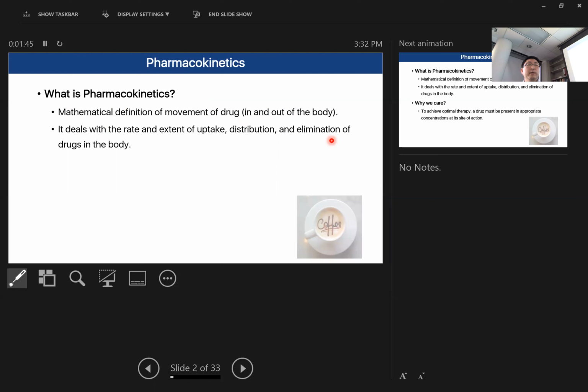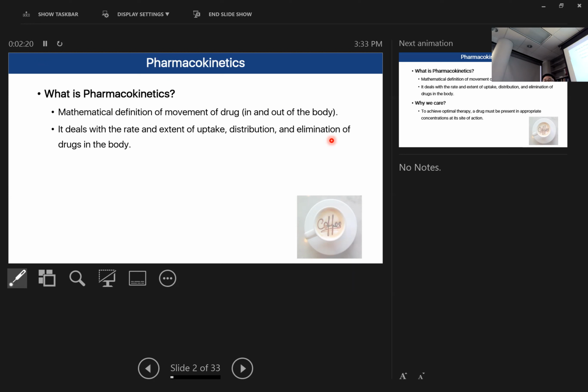Okay, so why do we want to study PK, right? This is always the example I want to give. It's basically a mathematical definition of movement of drug going inside and out of the body. The most important thing is, if you want to achieve pharmacology and you don't have drug in your body, nothing can happen, right? And the simple example is coffee. We drink coffee every day. I know maybe some of you are kind of allergic to coffee, but I do drink this every day. I need it to keep me awake.